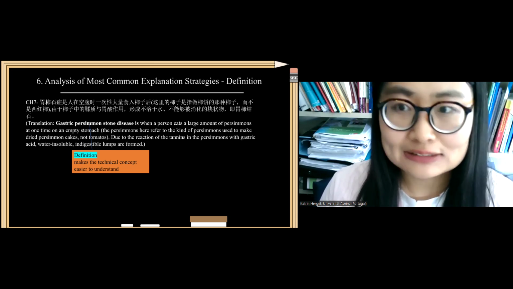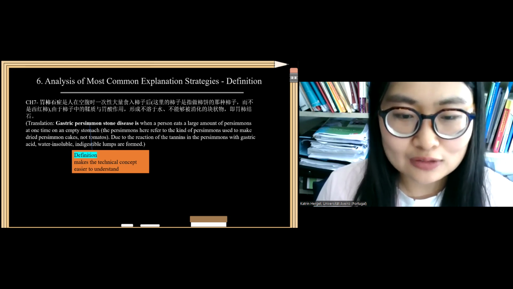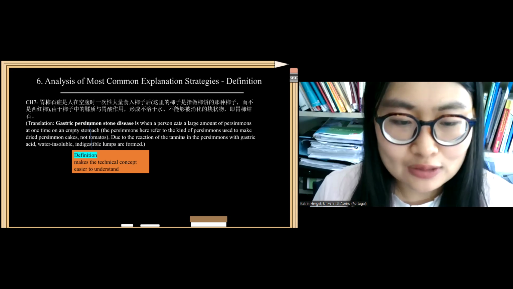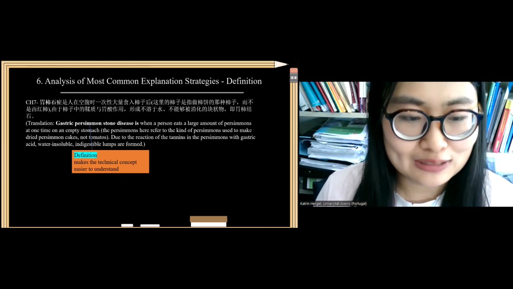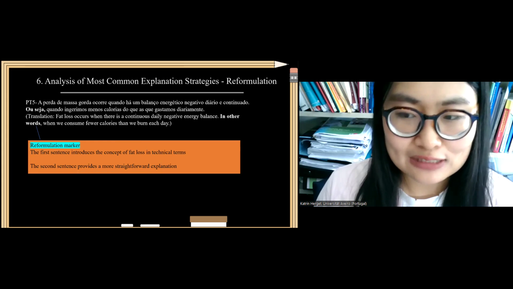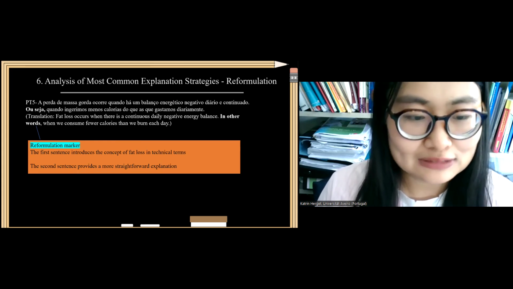Then it explains the scientific process. The tannins in persimmons react with stomach acid to form ingestible lumps. This clear explanation of the chemical reaction helps to make the concept more accessible. And reformulation involves rephrasing an idea, enhancing its comprehensibility or refocusing it.